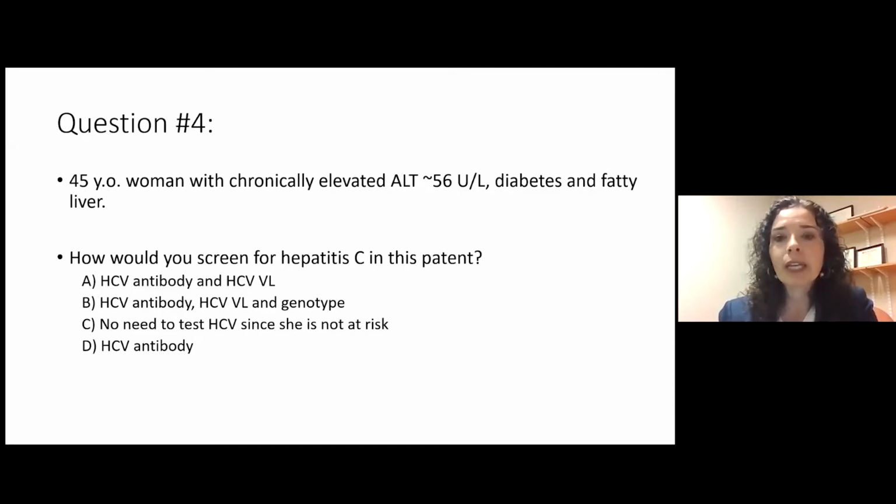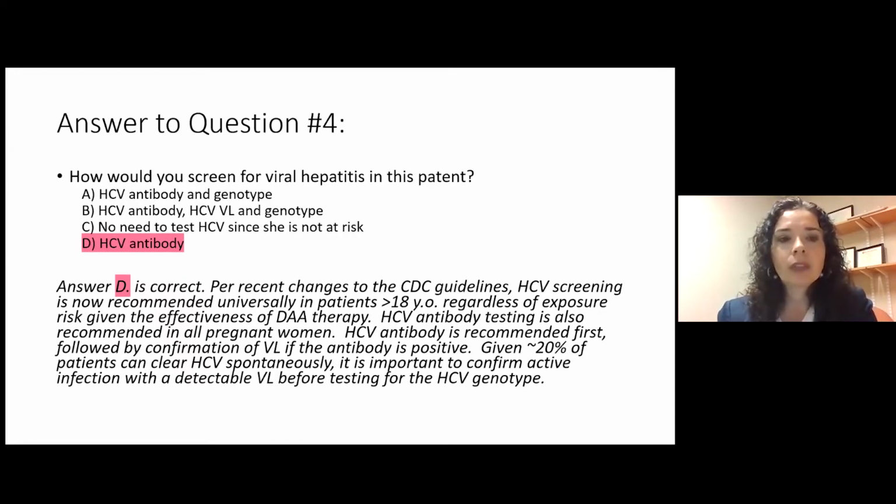A 45-year-old woman with chronically elevated ALT of about 56, diabetes, and fatty liver comes to you. How would you screen this patient for hepatitis C? A, a hepatitis C antibody and a hepatitis C viral load. B, the hepatitis C antibody, the viral load, and the genotype. C, no need to test for hepatitis C since she's not at risk. Or D, use only the hepatitis C antibody. The answer is D, only the hepatitis C antibody to screen.